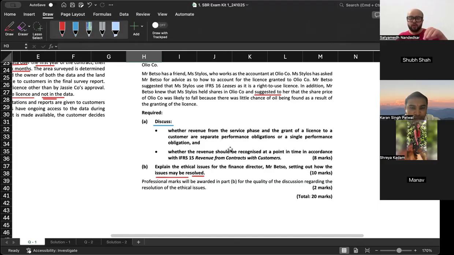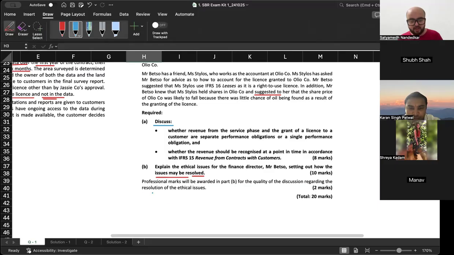Then you should apply that knowledge to the facts of this case, and then you should come to a conclusion. Explain the ethical issues for the finance director, Mr. Betso, setting out how the issues may be resolved. And unlike other P-level papers, there are only 4 professional marks in SBR, out of which 2 marks are for the ethics question. Professional marks will be awarded in Part B for the quality of discussion regarding the resolution of ethical issues.